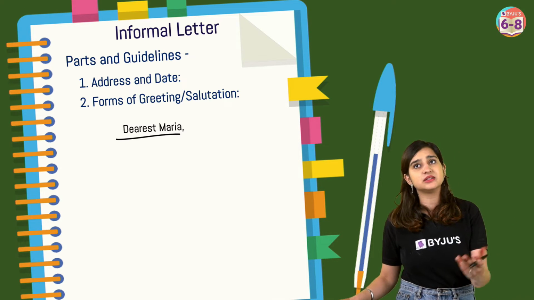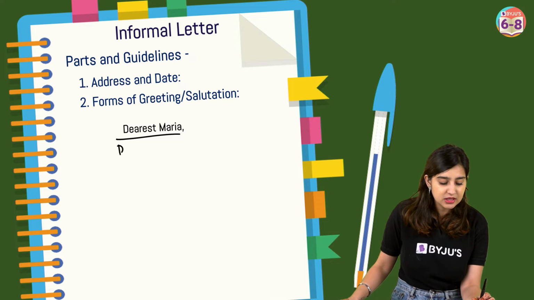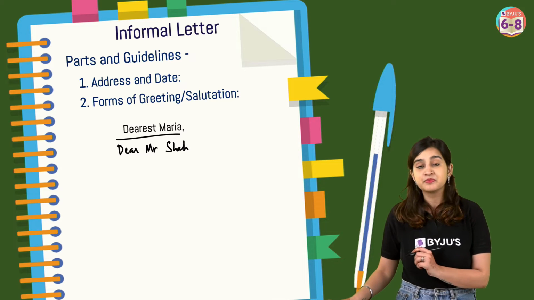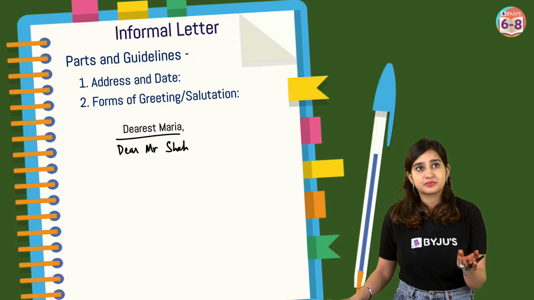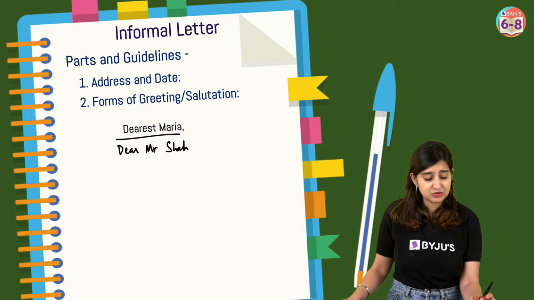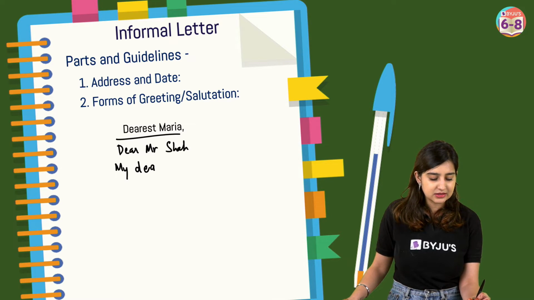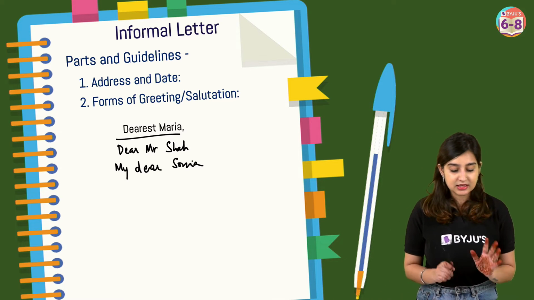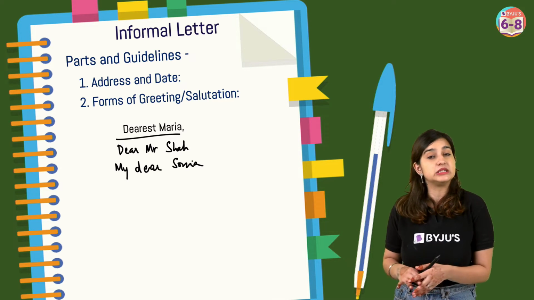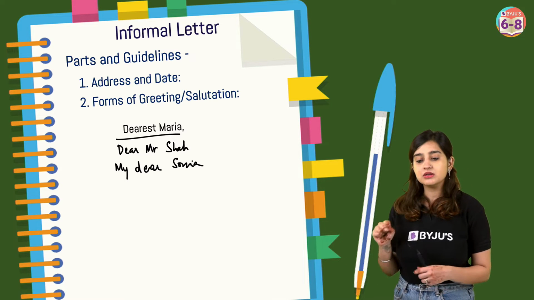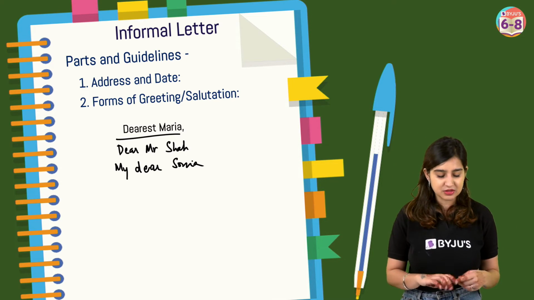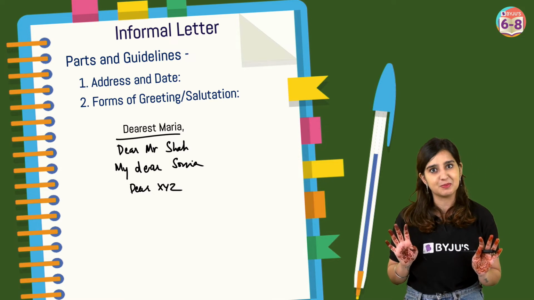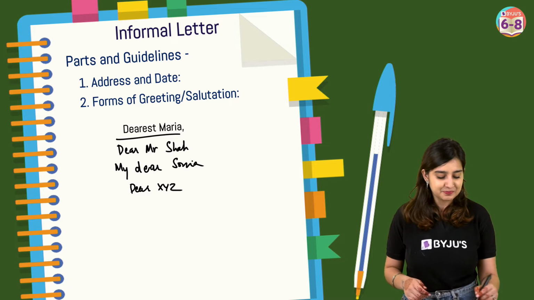If it's an older relative that you still need to give respect to, then you can write Dear Mr. Shah or whoever. If it's someone that you're very, very close to, then you can write My dear Sonia or whoever. So this depends. You have a lot more flexibility than you do in a formal letter. This depends on whom you're writing a letter to. If you don't want to confuse yourself, then just Dear XYZ is enough for you to remember. That works in every situation, right?